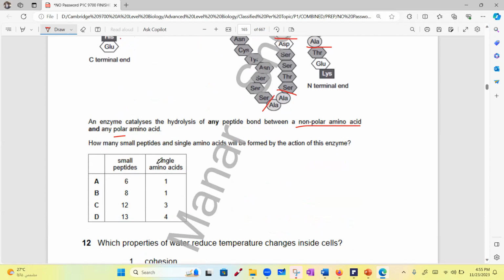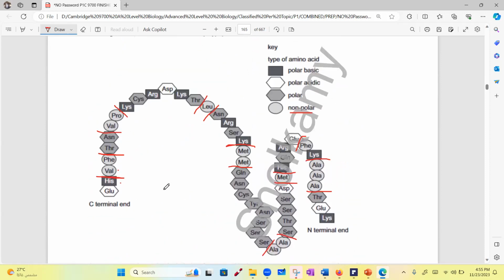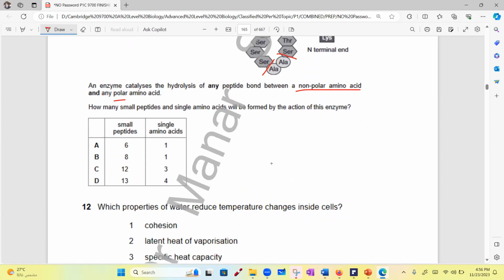And then I will count. You have here the two options of the number of small peptides and the number of single amino acids. Let's count how many single amino acids we created. This is 1. This is 2. There should be 1 here. 3. And this is a single amino acid, 4. So 4 is the only number here, so the answer has to be D.